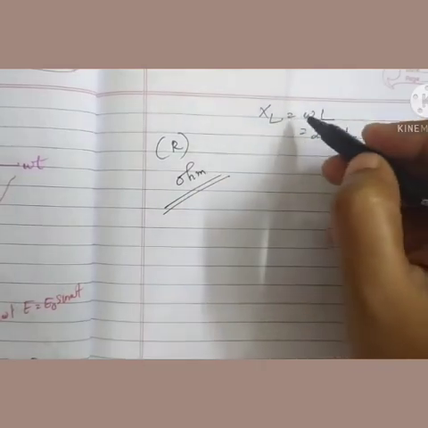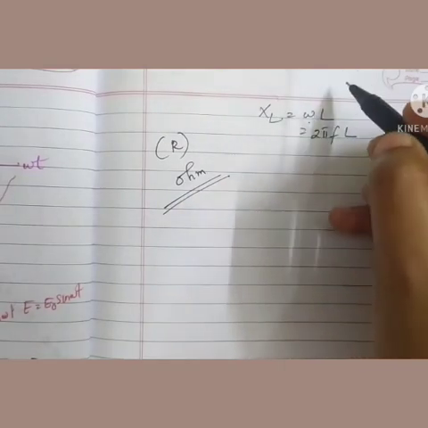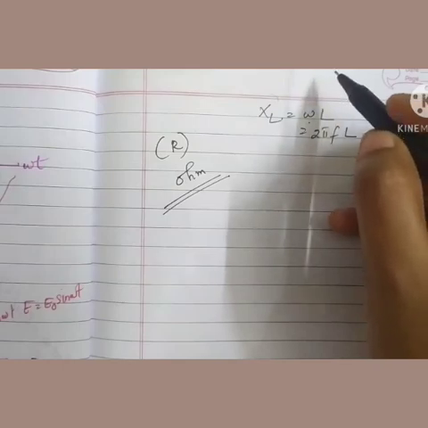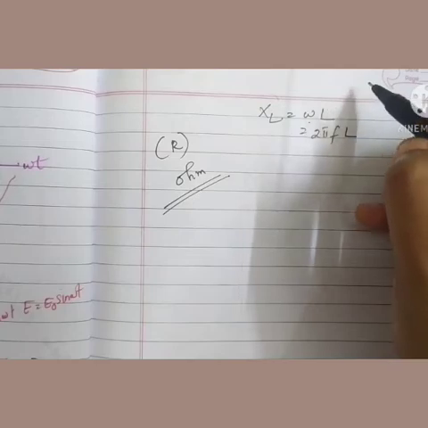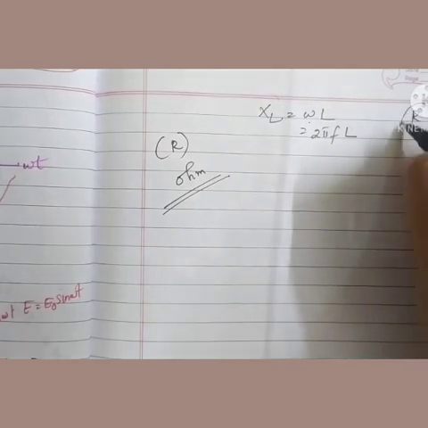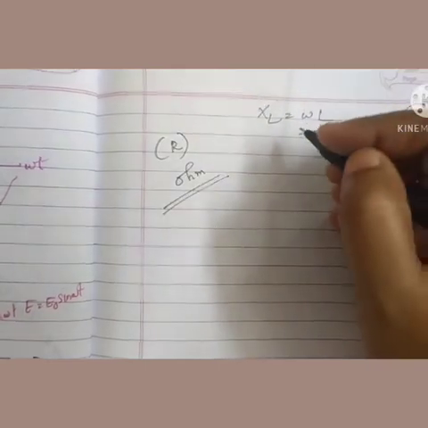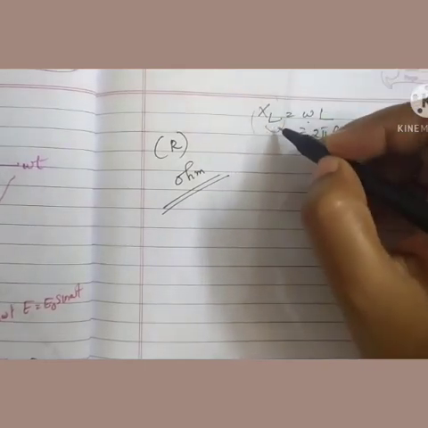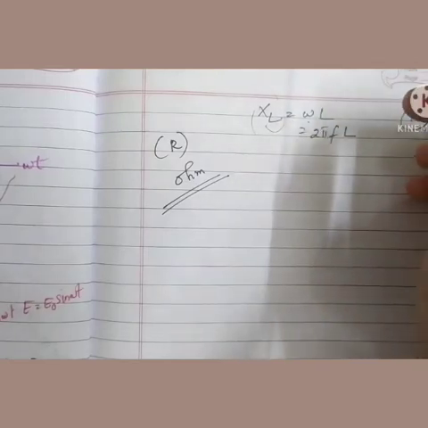Clear? That means this inductive reactance limits the current in a purely inductive circuit in the same way as the resistance limits the current in a purely resistive circuit. Okay, the job done by resistance in a purely resistive circuit is the same as that of the job done by XL, or the inductive reactance, in a purely inductive circuit.